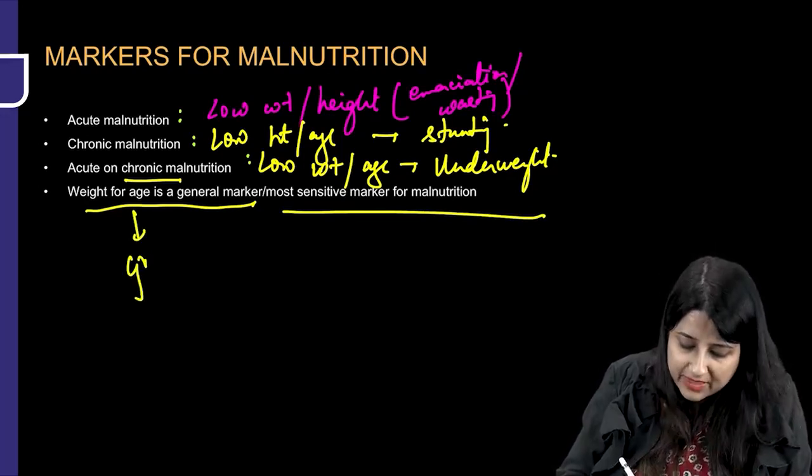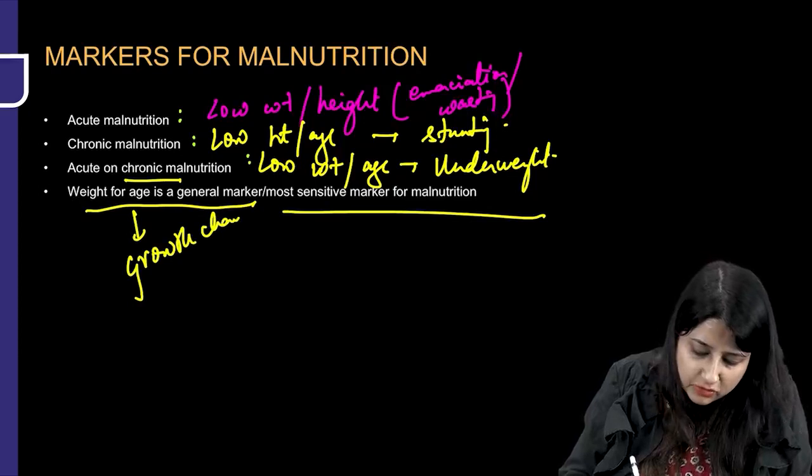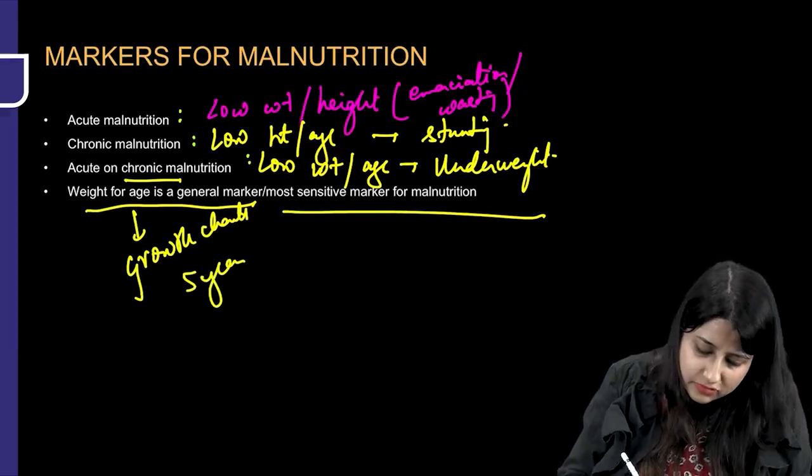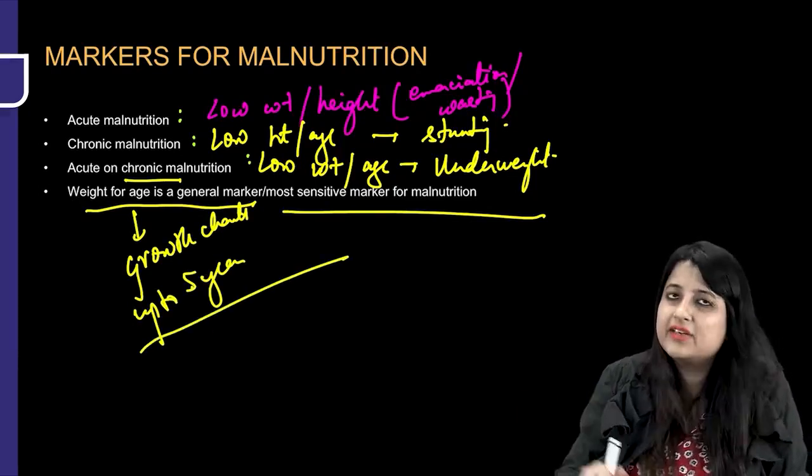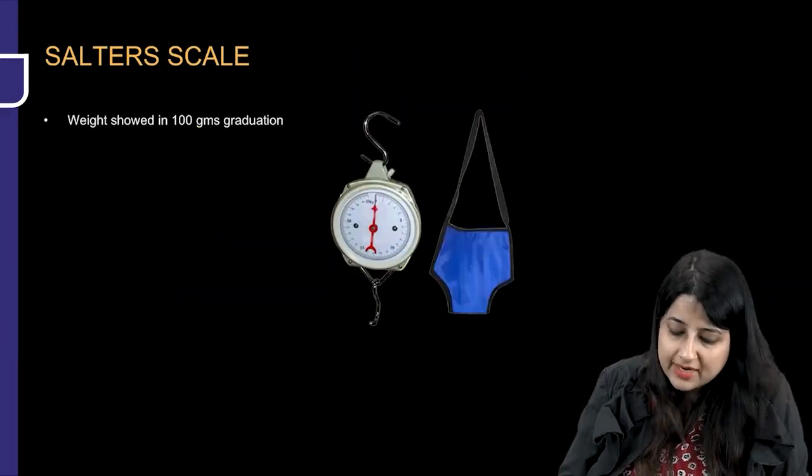Weight for age is the one which is being plotted in growth charts also up to 5 years. Okay, not beyond 5 years. Beyond 5 years, we prefer to take BMI. Alright, so this is something.